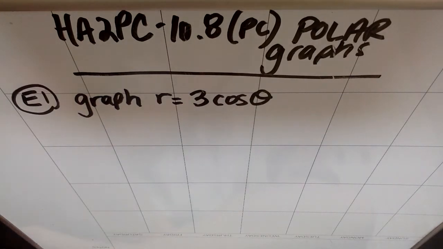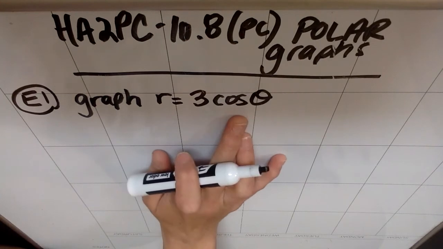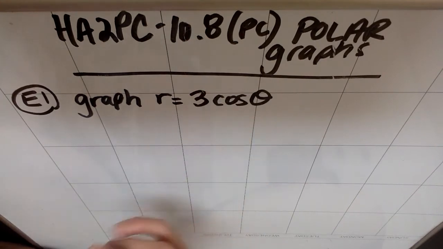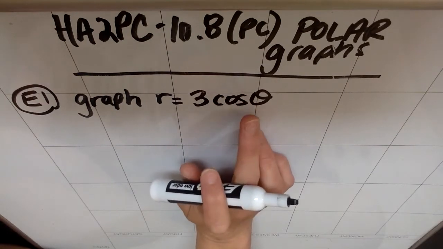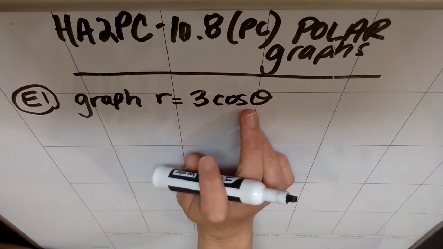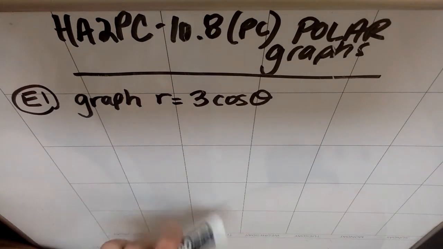So that's exactly what I'm going to do. I know that the period of a cosine function is 2 pi. Now, if it had been cosine of something in front of the theta, like cosine of 2 theta, then my period would be 2 pi divided by that 2. But here, it's just cosine theta, so the period's 2 pi. So I'm going to pick all the points on the unit circle, basically.